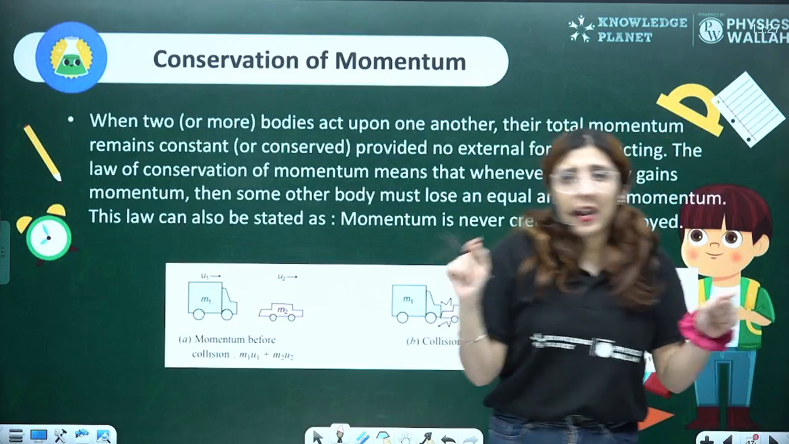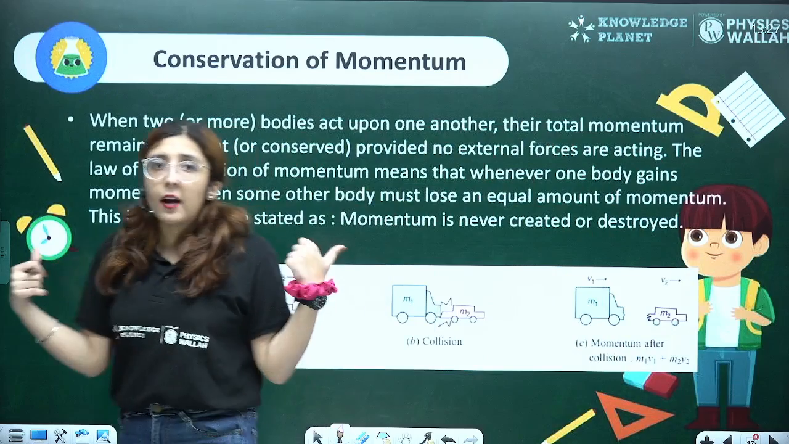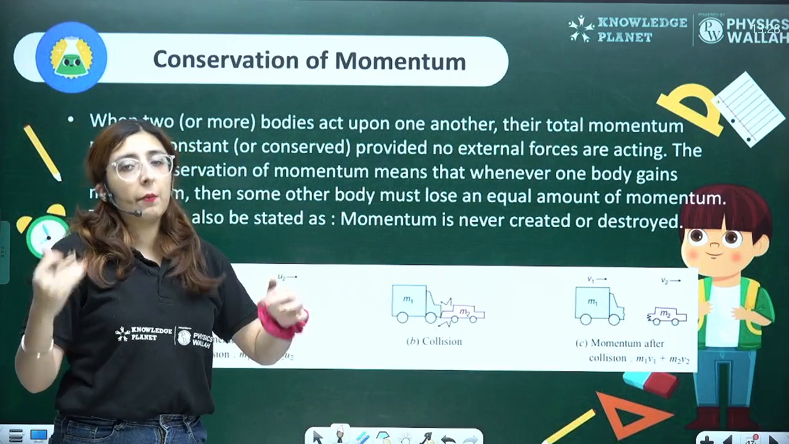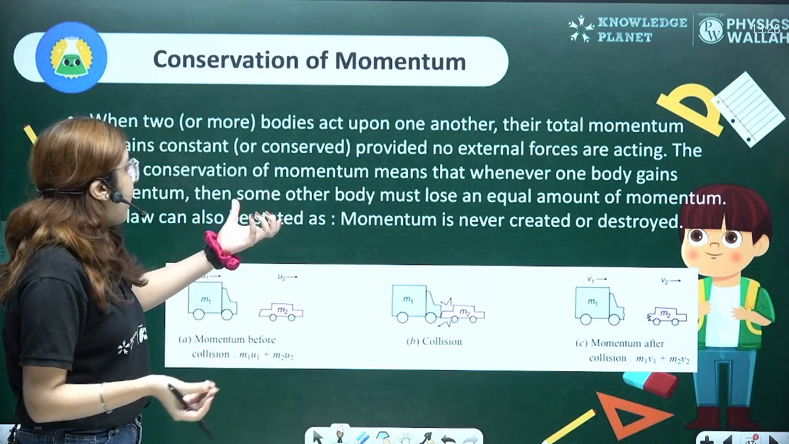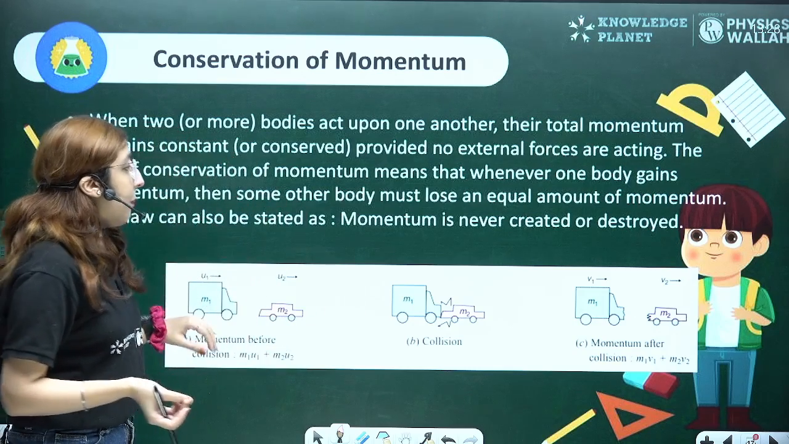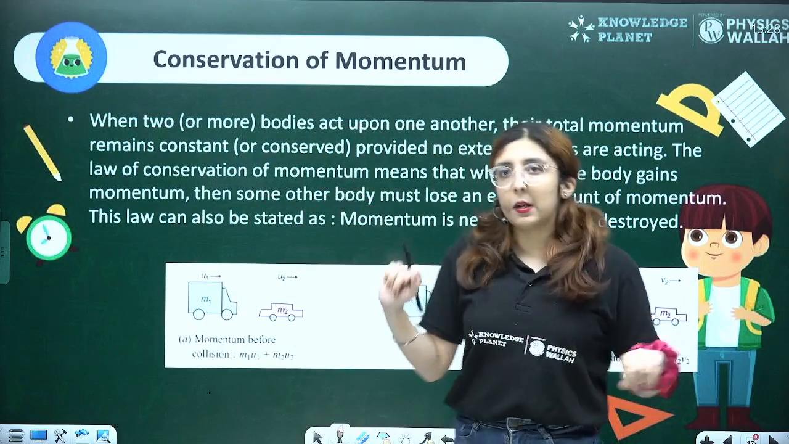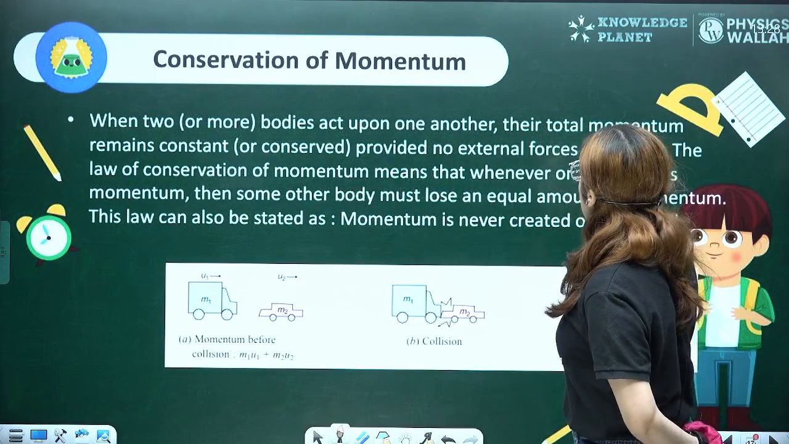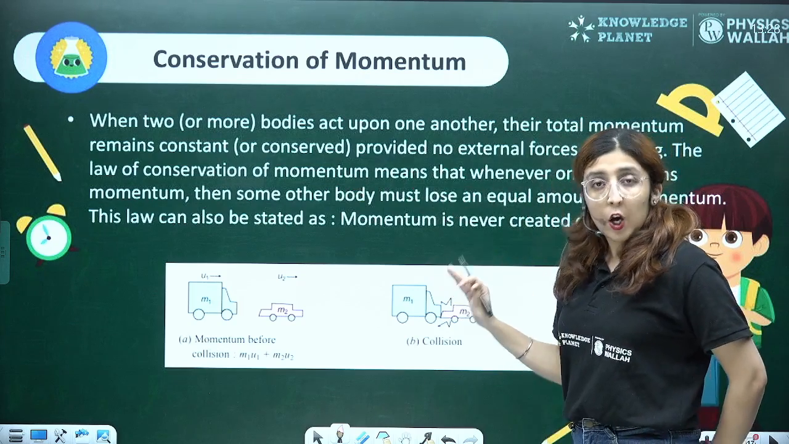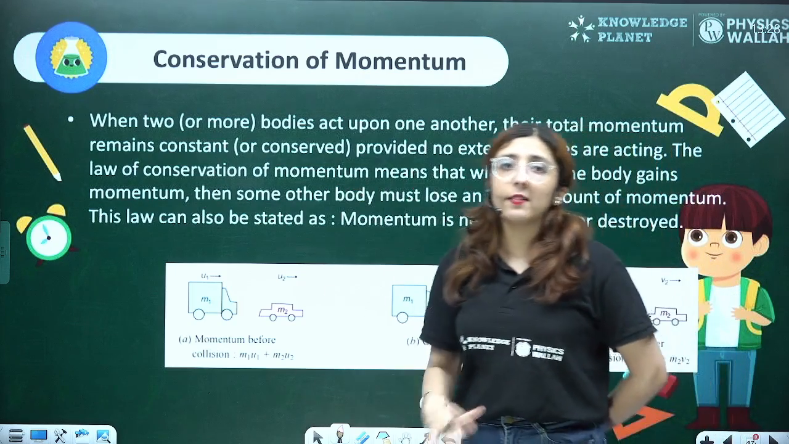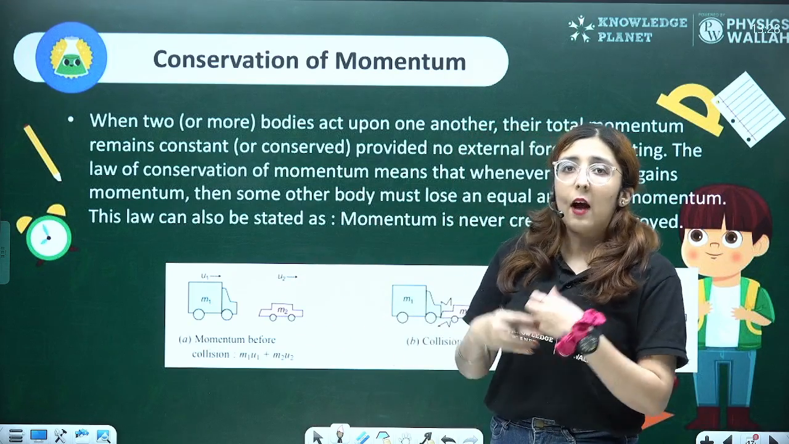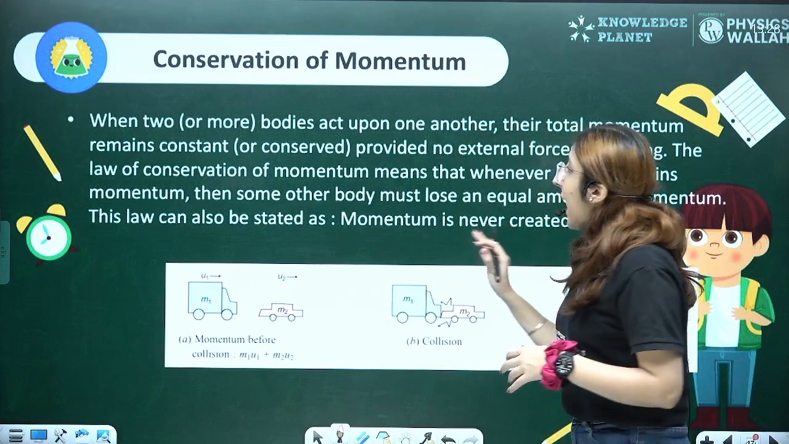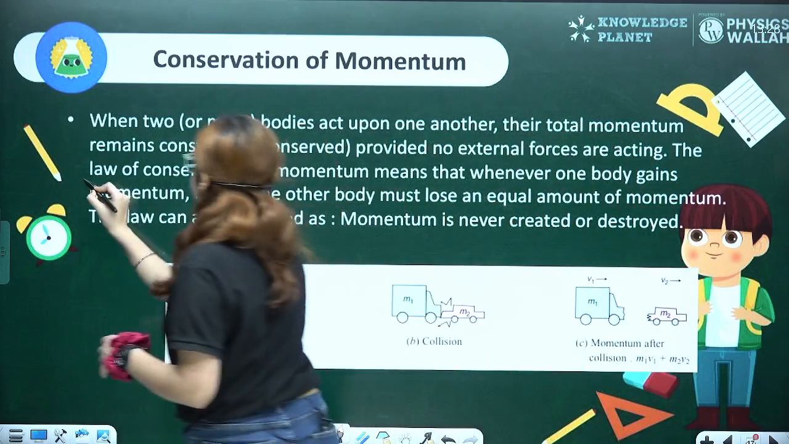Now let's talk about the last thing. I'm not going into detail of that, because this topic has probably been taken out of the CBSE board, yet I'm giving a small hint on it. Conservation of momentum. I believe momentum is pretty much clear. When two or more bodies act on one another, their total momentum remains constant. Whatever is happening before they interact and after they interact, their total momentum will remain constant. This is called the law of conservation of momentum.